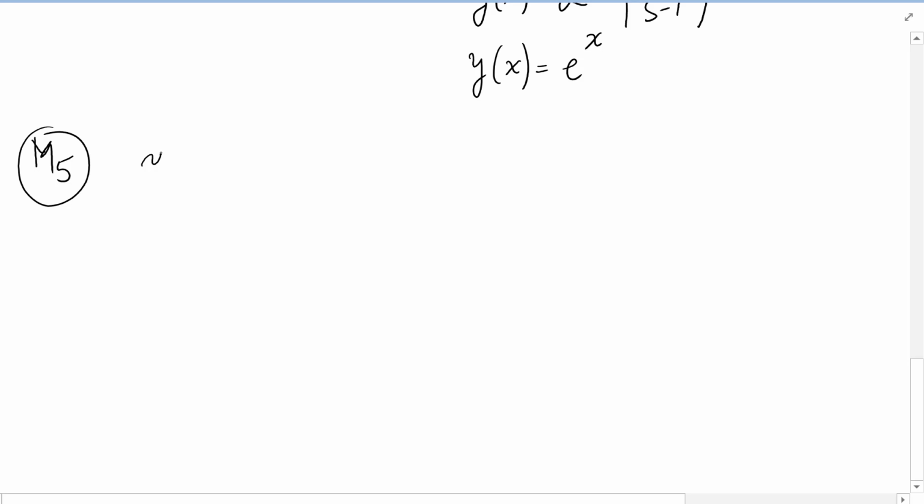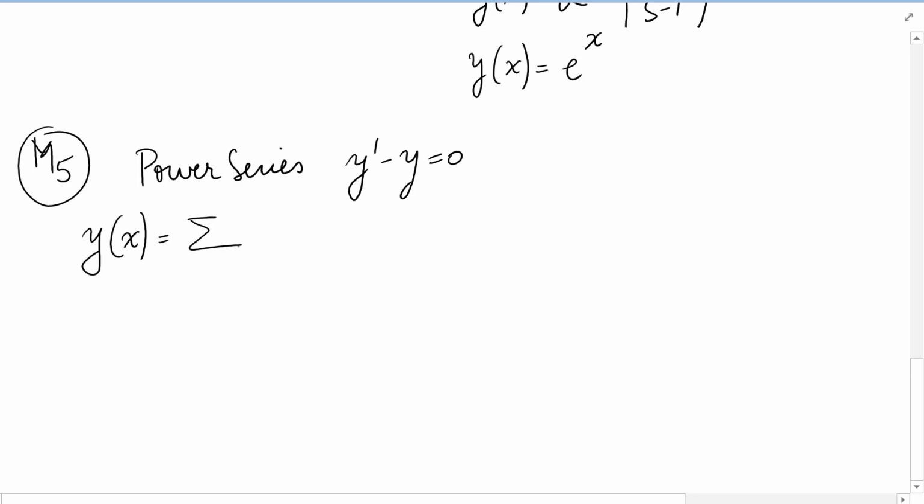So we want to solve y prime minus y equals 0. Let's do power series. In order to do power series, we start with y of x equals the sum as k goes from 0 to infinity of a sub k x to the k.